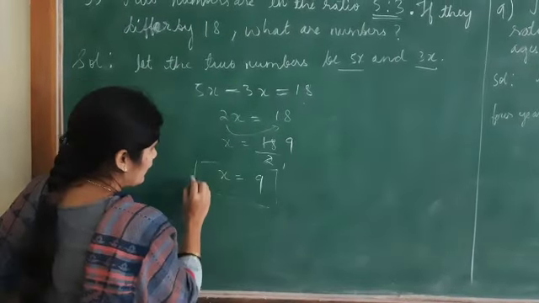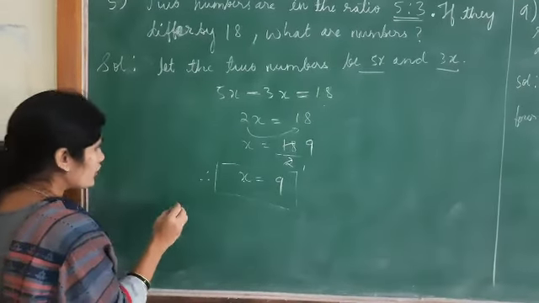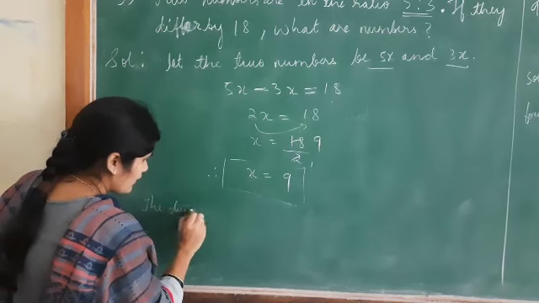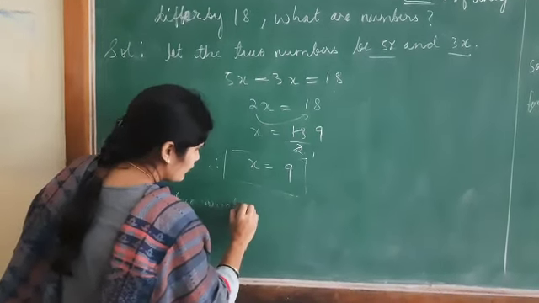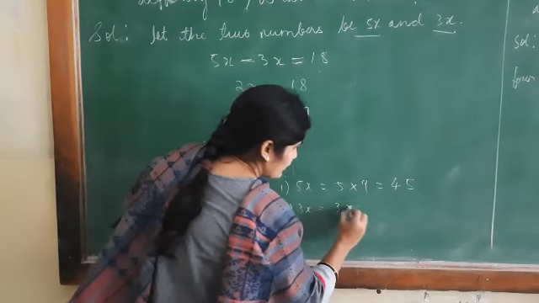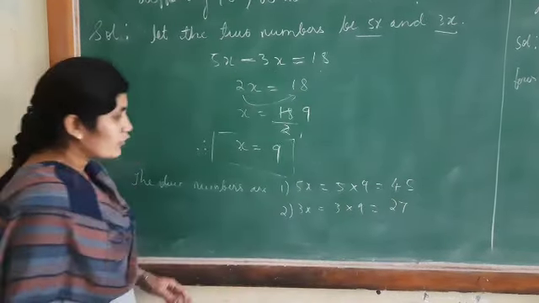Once you find the value of x, therefore x is equal to 9. So the two numbers are, first one, 5x is equal to, substituting the value of x here, 5 into 9 is equal to 45, and the second number 3x is equal to 3 into 9 is equal to 27. Therefore, the two numbers are 45 and 27.